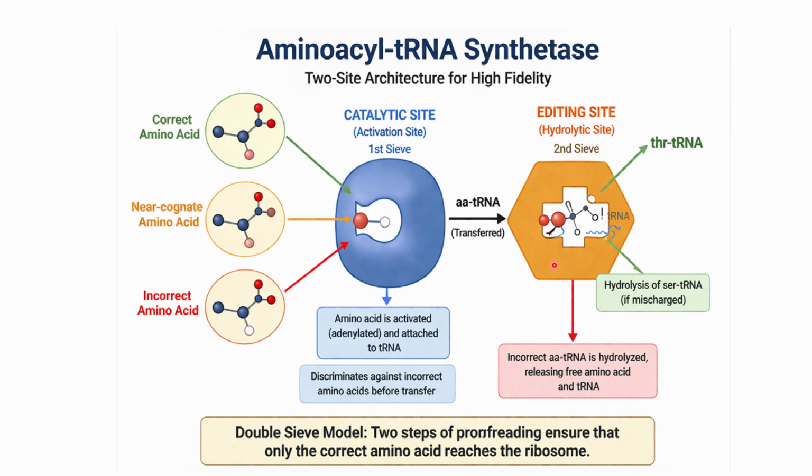In summary, the first site removes large and incorrect amino acids. The second site removes amino acids that are small and deceptively similar. Together, these two sieves ensure that only correct aminoacyl-tRNA escapes from the aminoacyl-tRNA synthetase and is delivered for correct protein synthesis. This is the beauty of this double sieve mechanism. Let us move forward.